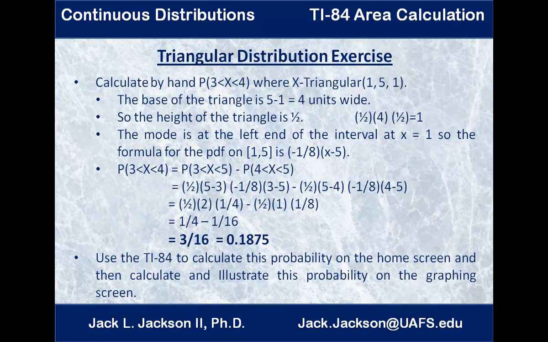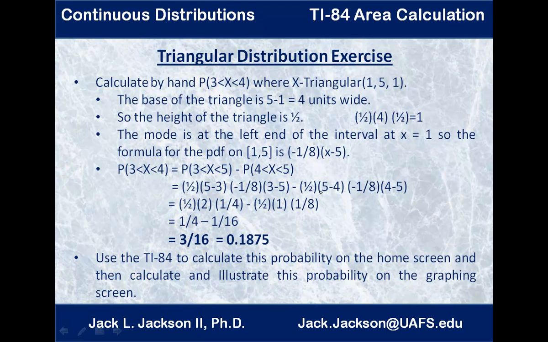So the big triangle, of course, is 1/2 base times height. Well, the base is 5 minus 3, which is 2. So it's 2 wide on the base. A half is because you always have a half in the formula for an area of a triangle. And then the height will be how tall it is at the highest point, on the left end, which is at 3. So we can use this formula, negative 1/8 times 3 minus 5. 3 minus 5 is negative 2, times negative 1/8 is 1/4. So the big triangle is 1/2, the base is 2, and the height is 1/4.